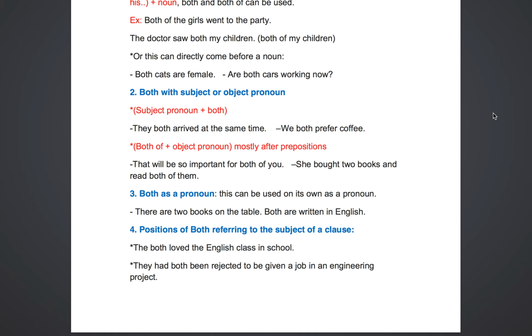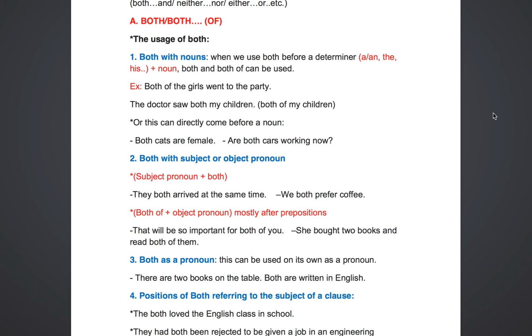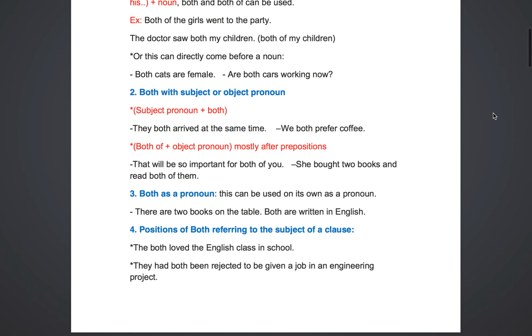Or this can directly come before a noun. As I said, you can say both cats are female. But if we have a determiner, both the cats, you cannot say that. You have to say both of the cats. If here is the determiner and it's plural, you have to use of. Both of, not both.